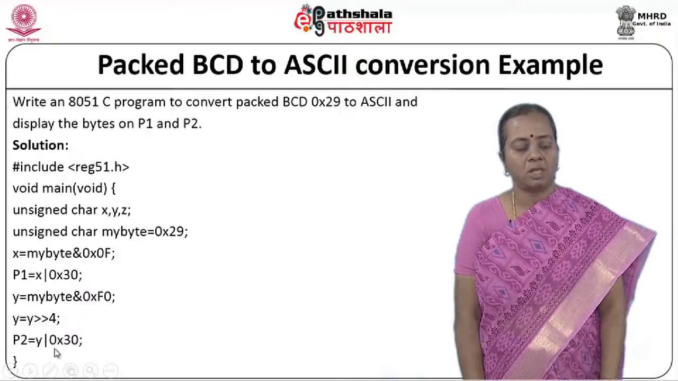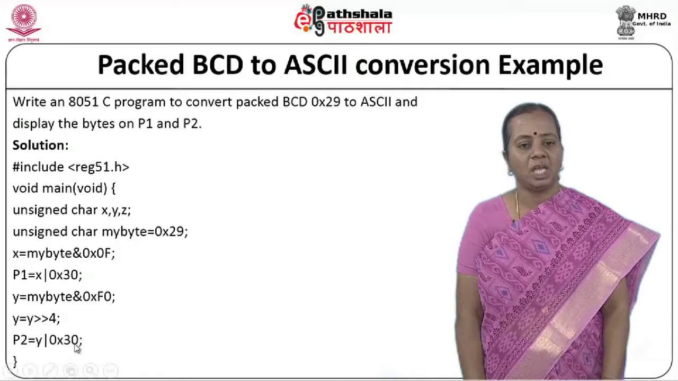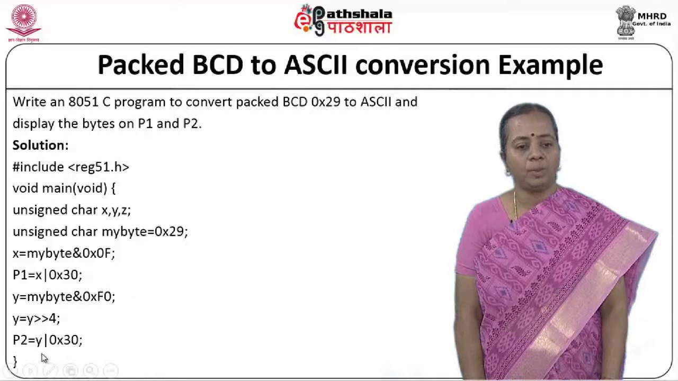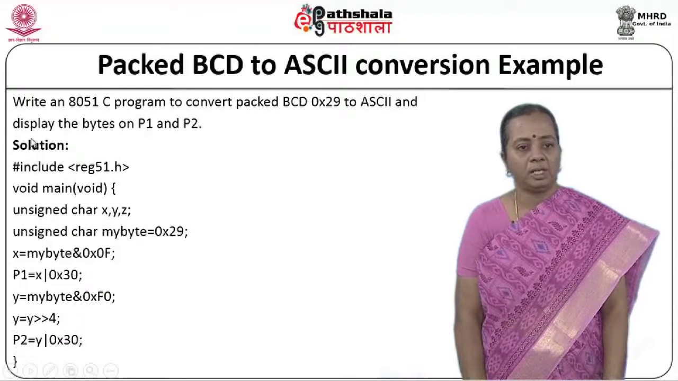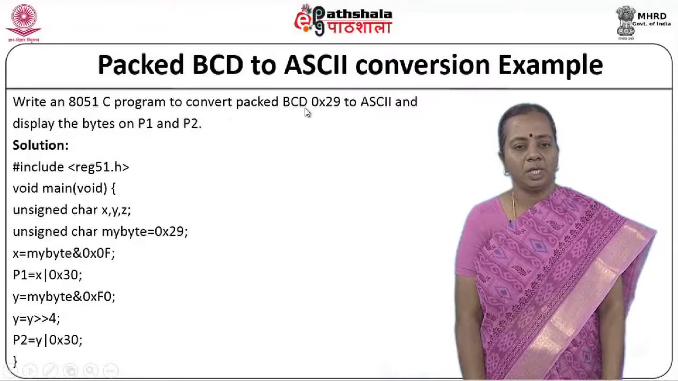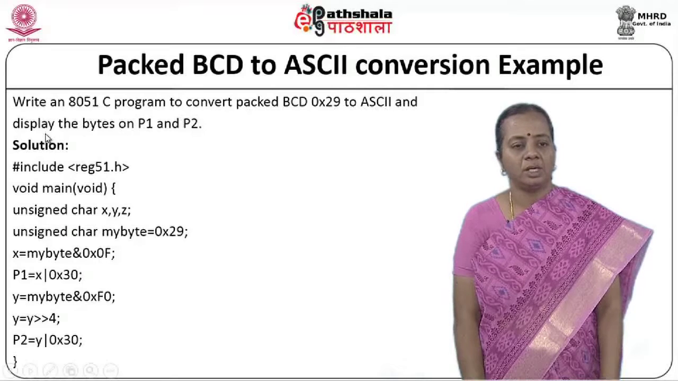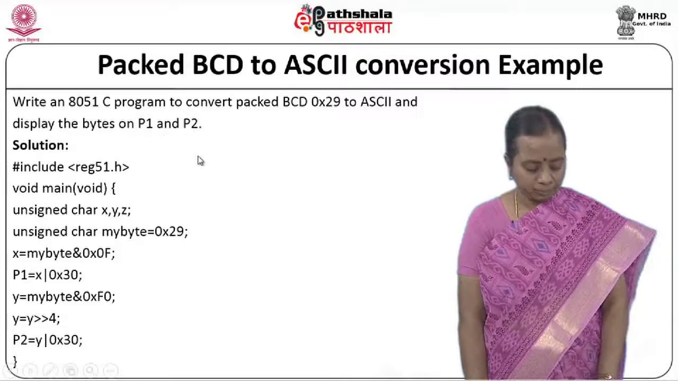So, now this y is ORed with 30, so that 2 is ORed with 30, and we will be getting 32, which is the ASCII equivalent for 2, that will be supplied to P2. Now, you just see that P2 and P1 together we can get the bytes. So, our program demonstrates converting a packed BCD 29 to ASCII, and the display of the output is given at P1 and P2 together.